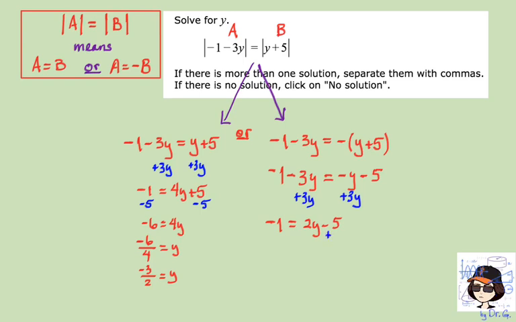Let's add 5 to both sides. So now I've got 4 equals 2y. If I divide both sides by 2, I get 4 over 2 is y. Simplify that fraction. I've got y equals 2. So now I'm done. I've got two answers, negative 3/2 and 2.